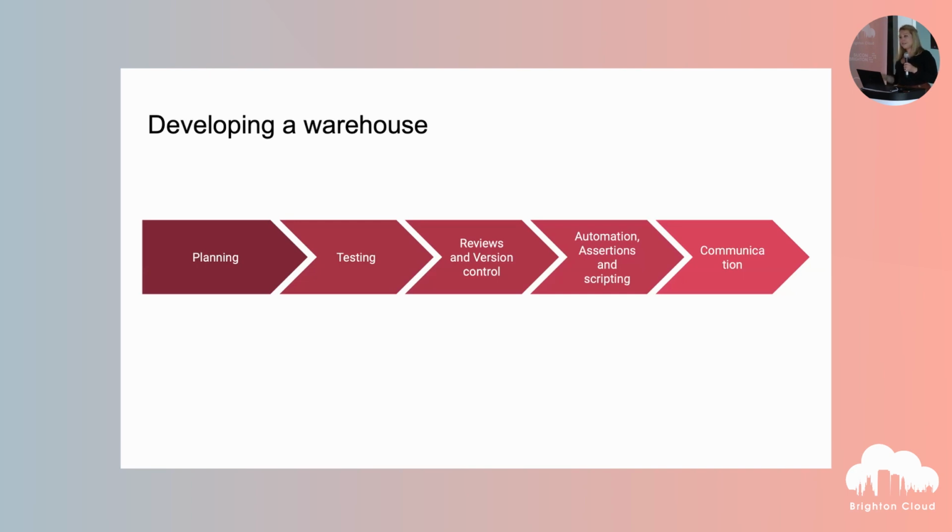Testing, because this is from experience. You may think your code works perfectly, but when you go to stage and production, your code might not work and it will absolutely annihilate some of your wrangling and transformations that you do. Reviews and version control. GitHub is all I'm going to say here. Just use GitHub. It is great.